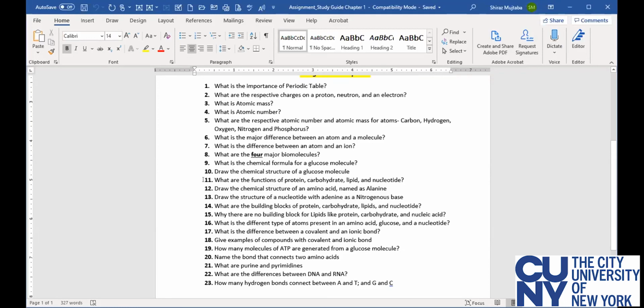Now question number 11. What are the functions of protein, carbohydrate, lipids, and nucleotide? What are the functions?